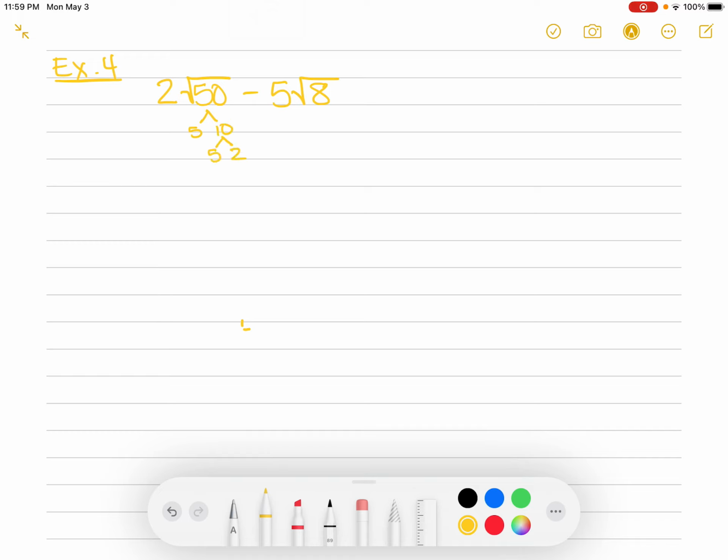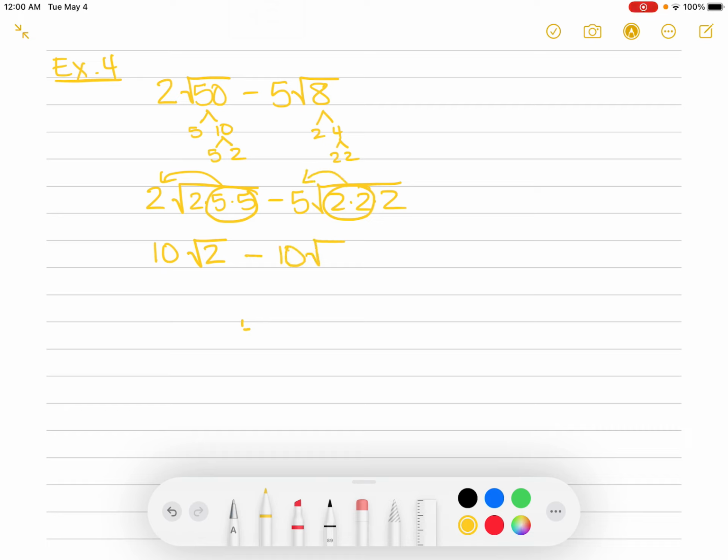Now I'm going to do this other one, and when I get 8, I get 2 times 4, then 2 times 2. So I have 5 times the square root of 2 times 2 times 2. I'm going to take out 2 of those and put it with that 5. So I'm going to have 10 times the square root of 2. Okay, so I simplified both of them, and now look at my problem.